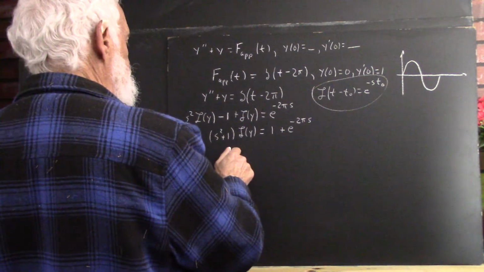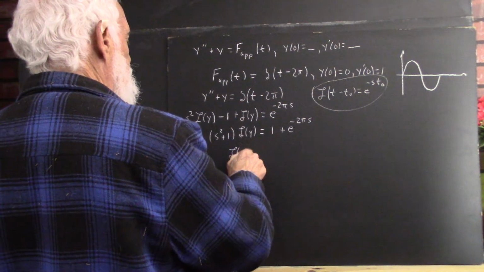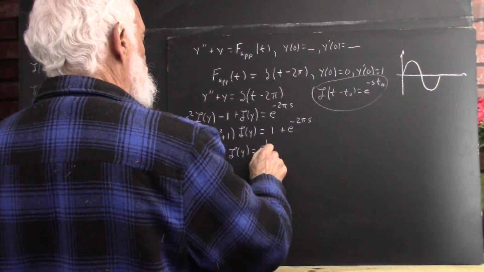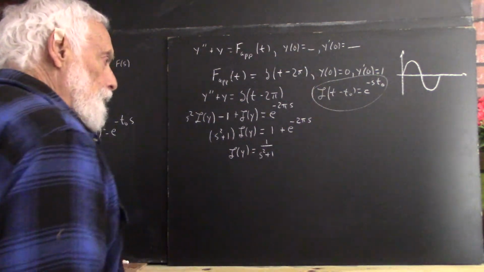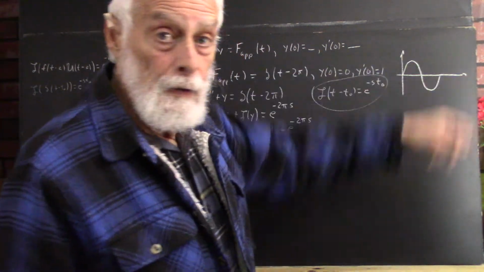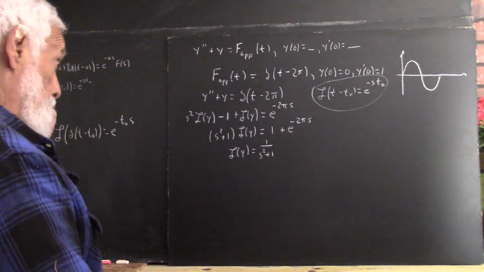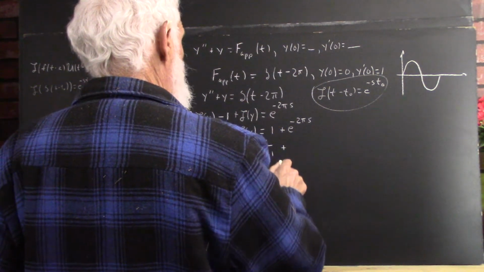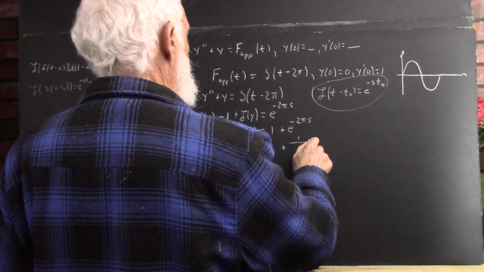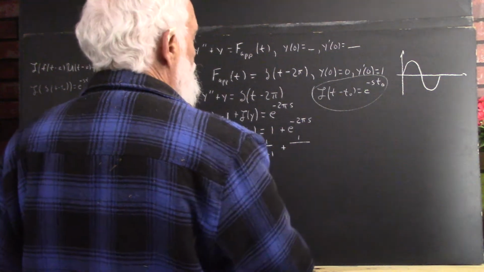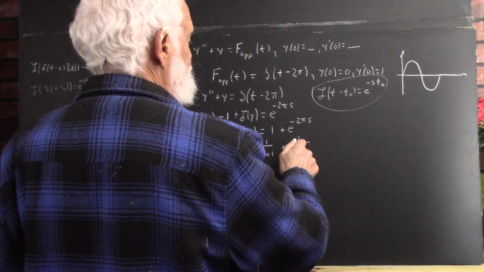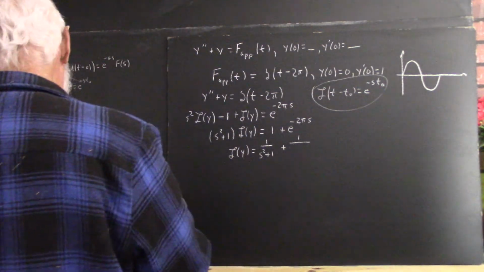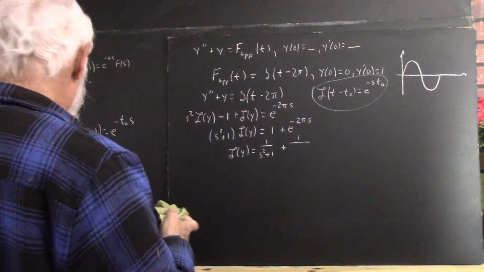Then the Laplace transform of y is 1 over s squared plus 1, which we recognize. It's just going to give us our sine curve. Okay? And then that's going to be plus 1 over, well, it's going to be, it's not 1. See how I write things down out of habit?